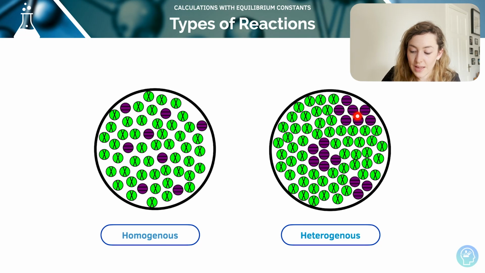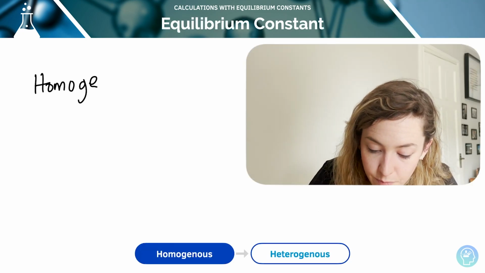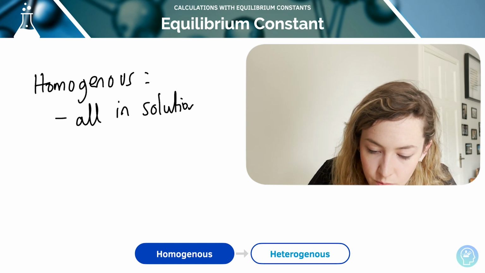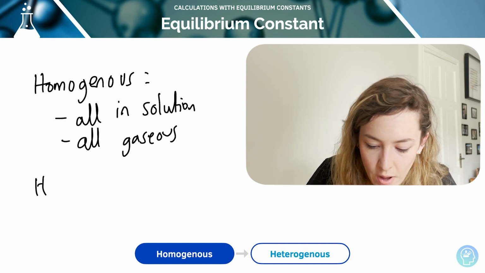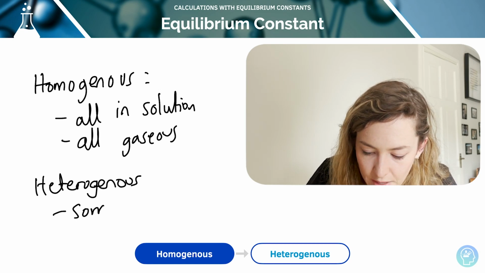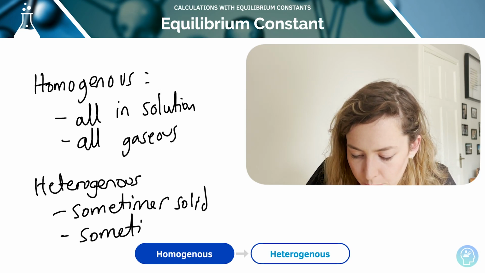We've got homogeneous reactions and heterogeneous reactions too. So let's explore what we mean. Homogeneous reactions have reactants and products in the same state or physical phase. They're going to all be in solution or all gaseous. They can't all be solid, otherwise nothing will happen. And we've got heterogeneous, where they're potentially sometimes solid and sometimes liquid.